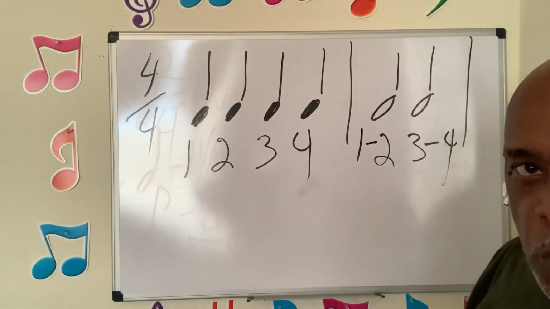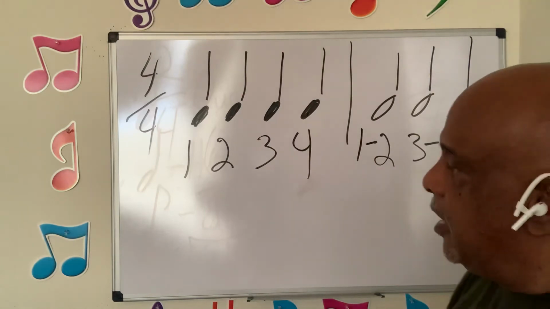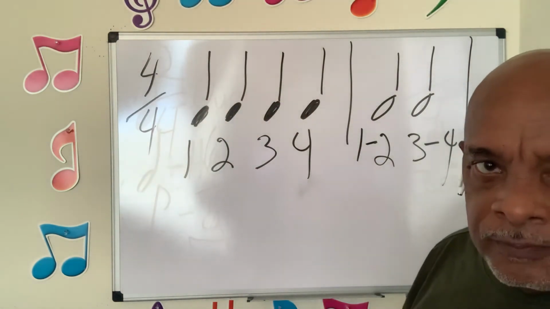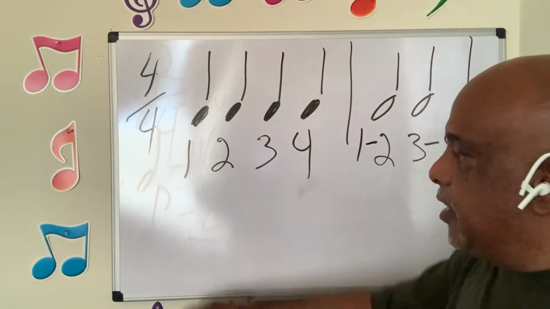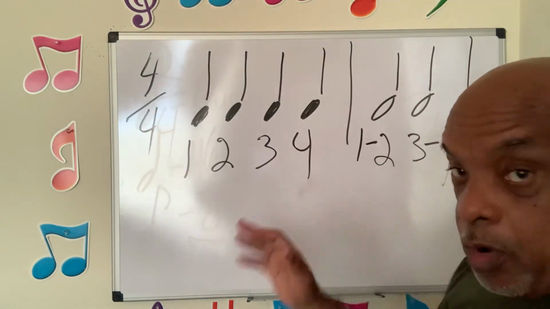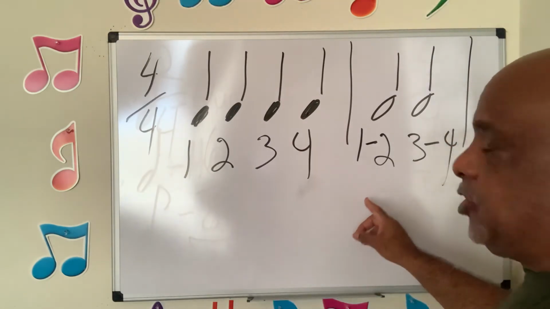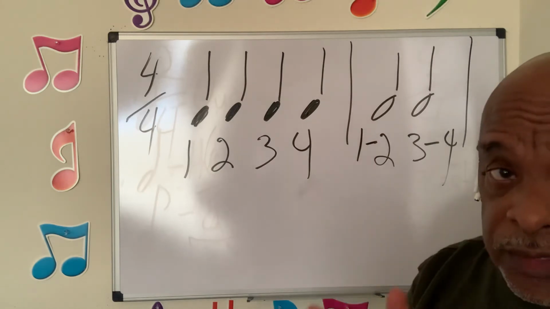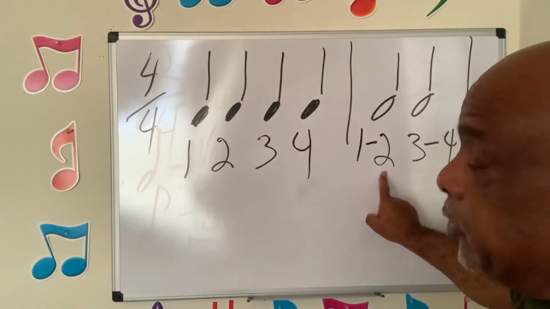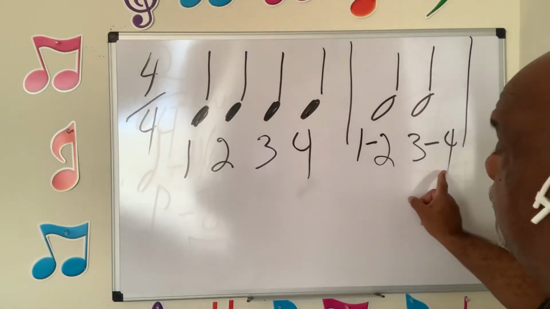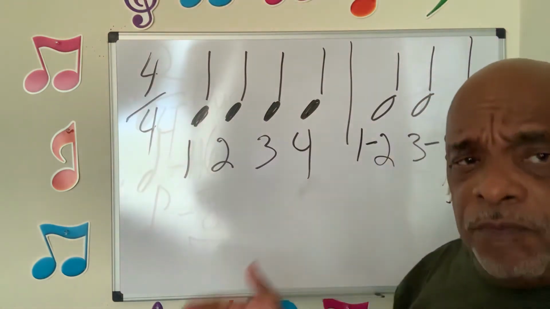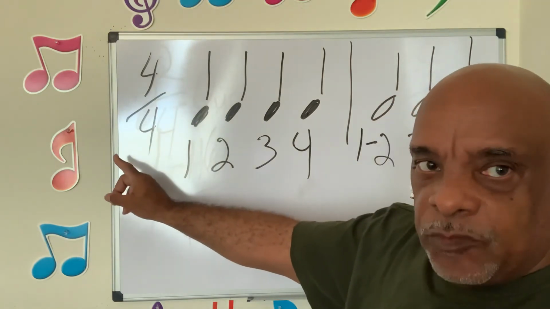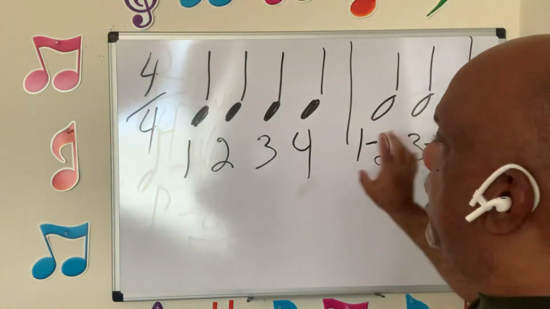Half note gets 2 beats, quarter note gets 1 beat. Let's do this one more time. The first measure, 4 quarter notes. Quarter note gets 1 beat, so that gives me 1, 2, 3, 4 beats. The second measure still has 4 beats because each half note gets 2 beats. So that's 1, 2, 3, 4. So each one of those measures will give me 4 beats. That's 4/4 time. Okay, 4/4 time. 4 beats in a measure.